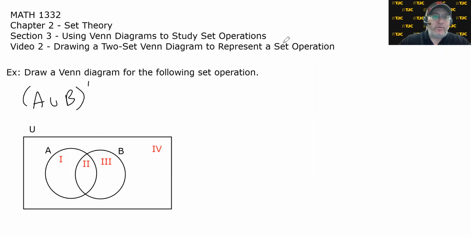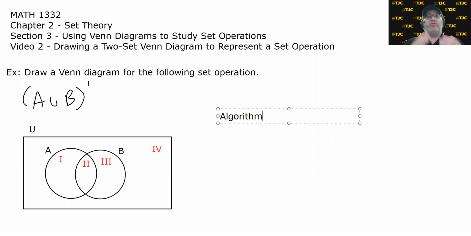Now, if you're not familiar with the word algorithm, an algorithm is just a sequence of steps that you follow to produce a result. A recipe is an algorithm, for example. In mathematics, an algorithm is usually a process that takes us from the beginning of a problem to the end of a problem. The advantage to doing these Venn diagrams algorithmically instead of verbally is that there are no decisions to make. There's no intuition you have to play into it.